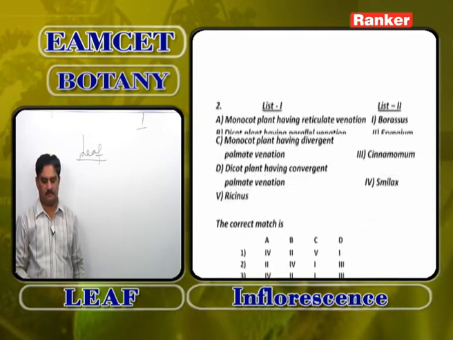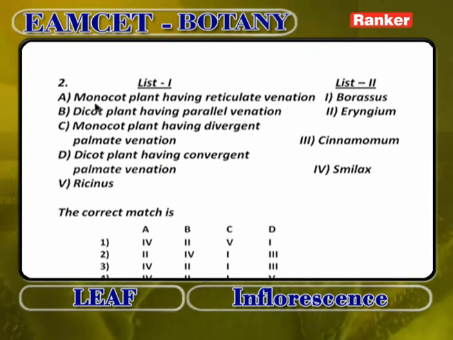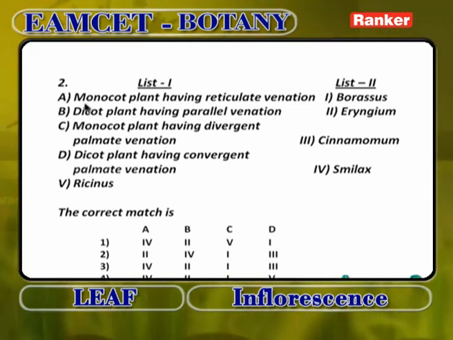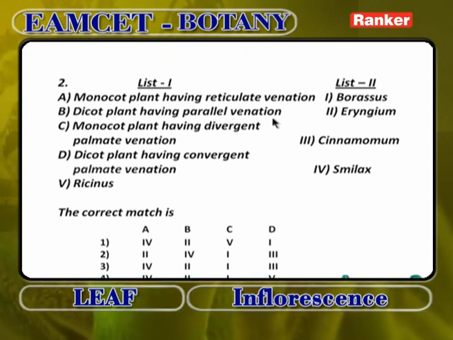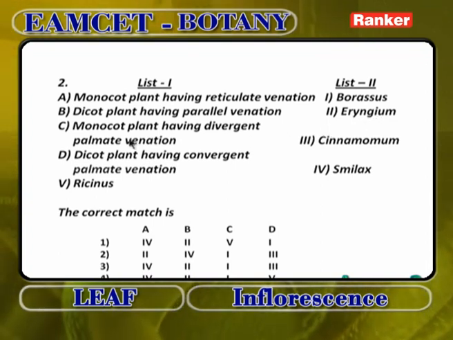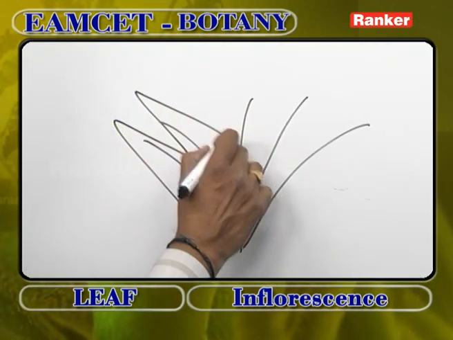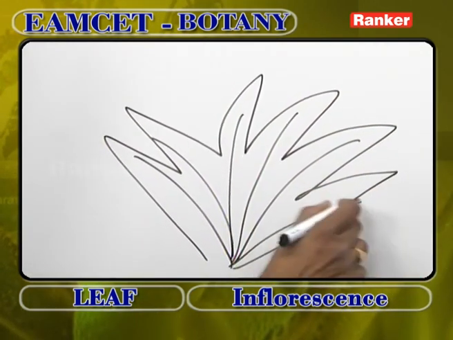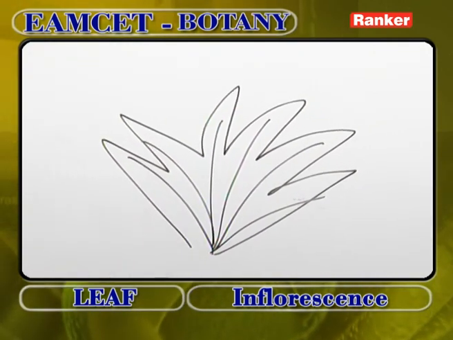Next question. This is a matching tabular form. Monocot plant having reticulate venation is Smilax, so A is 4. Dicot plant having parallel venation is 2: Eryngium and Calophyllum are two dicots with parallel venation. Monocot plant having divergent palmate venation is found in Borassus. Palmate means many midribs are present and all these midribs ultimately enter independent lobes like this.